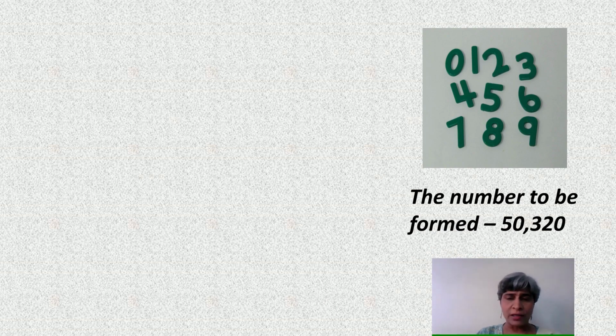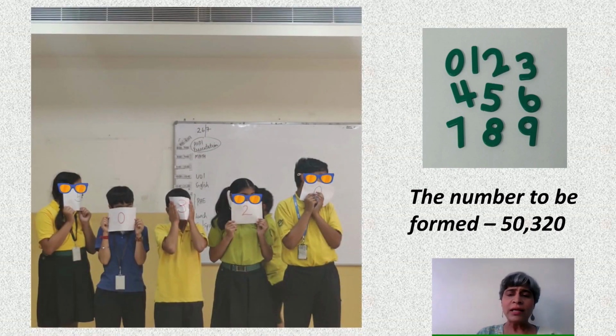So what I did is I handed out slips of paper to each student with the digits from 0 to 9 written on them. Some digits were repeated. I then called out numbers at random, saying that these numbers had to be formed by the students. For example, here it is, 50,320. So students with the digits who had 5, 0, 3, 2 would need to come in front of the class. What they realized here is that where they stood while they were arranging themselves was important to form the correct number.